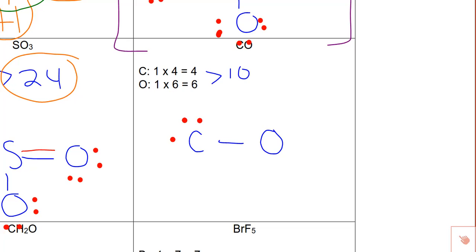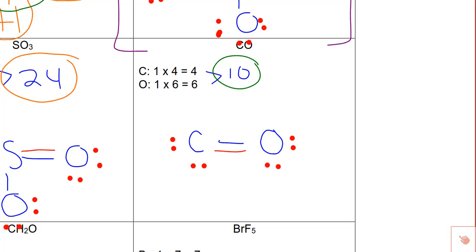Then I'm going to fill in the octets for each one of them and count how many I currently have. I have 1 single bond and 12 dots. That gives me a total of 14. I'm only supposed to have 10. So what I'm going to do now is erase a pair on the oxygen, and there's no central atom here, so the only option I have is to erase it on the carbon, and instead I'm going to change that to a double bond. The carbon still fulfills the octet rule, and so does the oxygen.